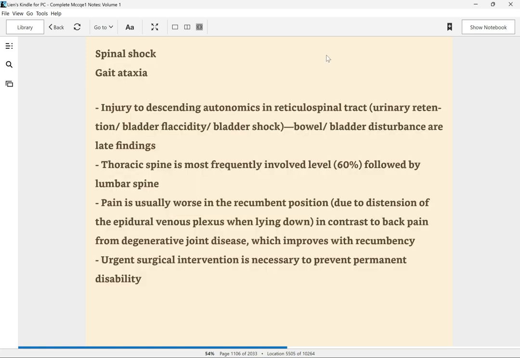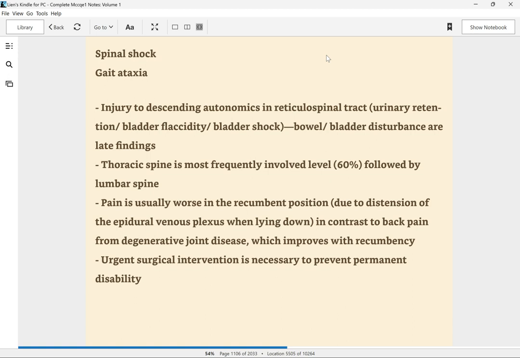Spinal cord compression. Spinal shock, gait ataxia, injury to descending autonomics in the reticulospinal tract, urinary retention, bladder flaccidity, bladder shock; bowel/bladder disturbance are late findings. Thoracic spine is most frequently involved, about 60%, followed by lumbar spine. Pain is usually worse in the recumbent position, due to distension of the epidural venous plexus when lying down, in contrast to back pain from degenerative joint disease, which improves with recumbency.